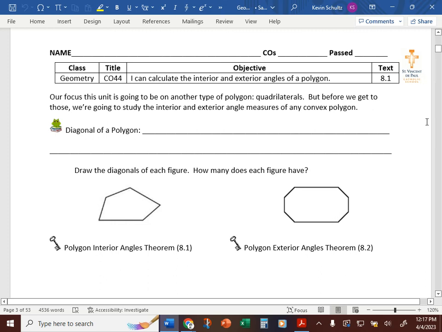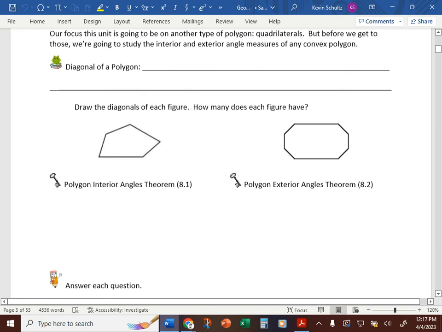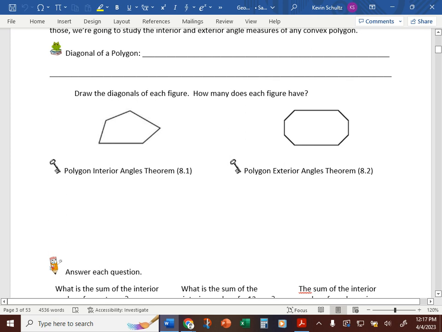Geometry, we are kicking off Unit 7, talking about the interior and exterior angles of polygons. And this is going to launch us into Unit 7, which is all about quadrilaterals. And one of the terms that we're going to talk about with quadrilaterals are diagonals. We talked about this way back when, probably one of the first objectives of the year. But what is a diagonal of a polygon?